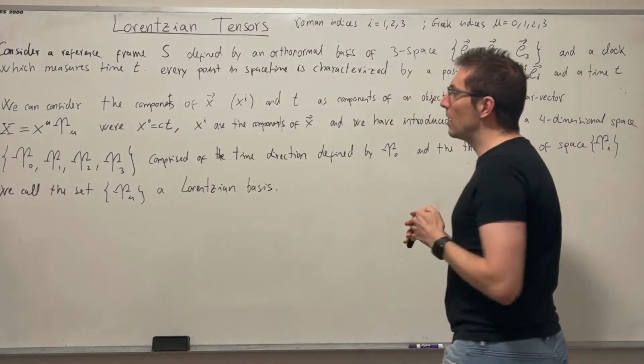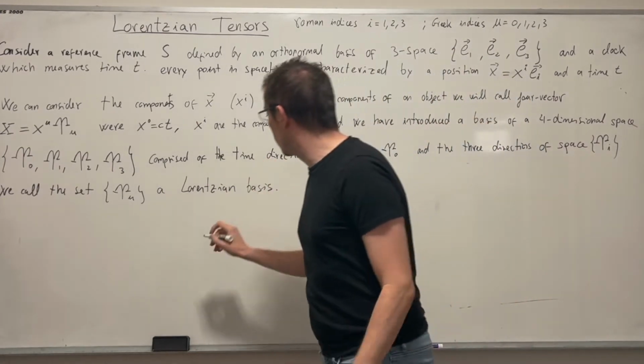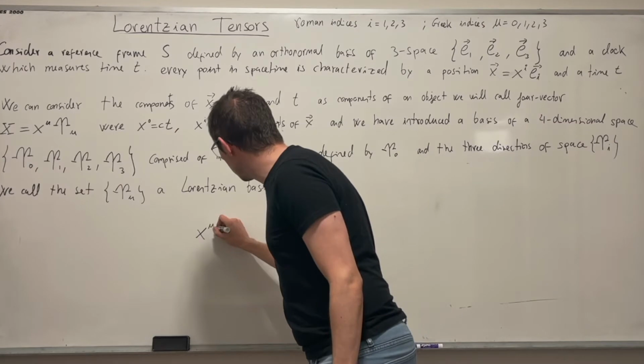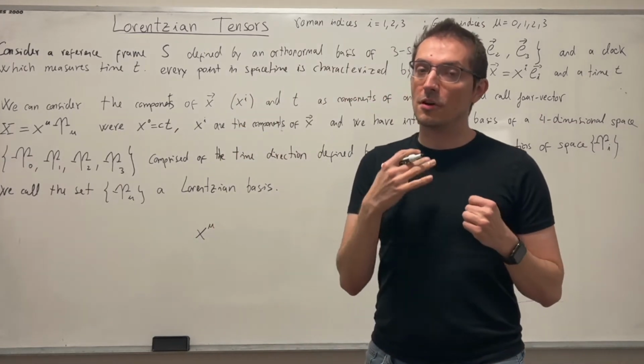Now, notation-wise, oftentimes you will see people calling x^mu a 4-vector out there. That is an abuse of notation, an abuse of language.